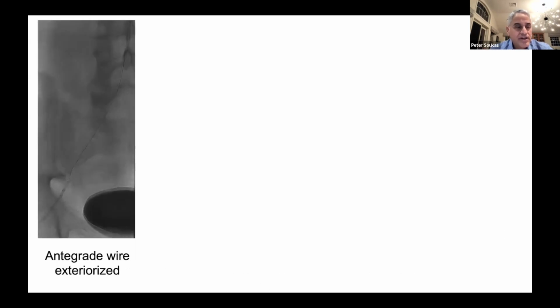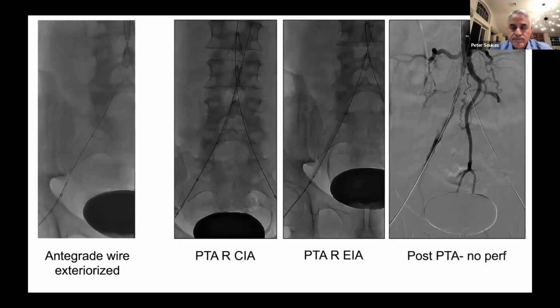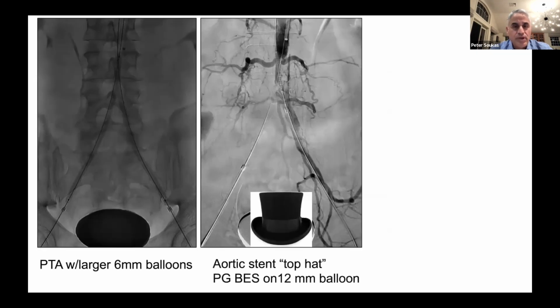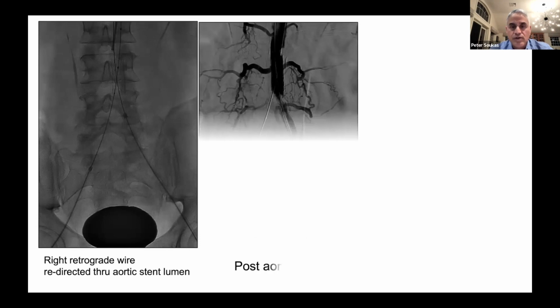And as you can see here in real time, the movie basically just shows how we exteriorized that antegrade wire through that diagnostic catheter, proceeded with balloon angioplasty, long balloons, followed by another top hat and trousers, and self-expanding stents for the external iliacs after redirecting the right wire through the aortic stent lumen.